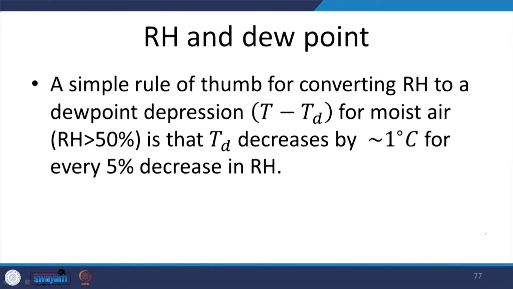is that a simple rule of thumb for converting relative humidity to a dew point depression, I mean the difference T minus Td, for moist air, which is at least a relative humidity greater than 50%, is that the dew point temperature decreases by 1 degree Celsius for every 5 degree decrease in the relative humidity, right. So, this is the difference, I mean by what magnitude you should decrease the temperature, the dew point depression, right. So, a simple rule of thumb is the dew point temperature decreases 1 degree Celsius for every 5 degrees Celsius decrease in the relative humidity. This is how the relative humidity and the dew point temperature can be connected, right.